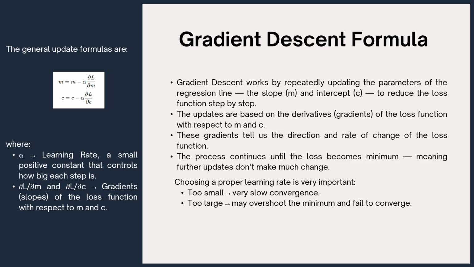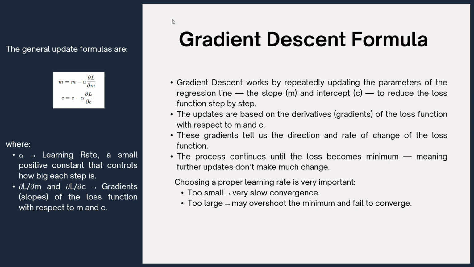The update formula includes a term called the learning rate alpha. If alpha is too small, learning becomes slow. If alpha is too large, the algorithm may overshoot the minimum and never converge. So choosing alpha correctly is very important.